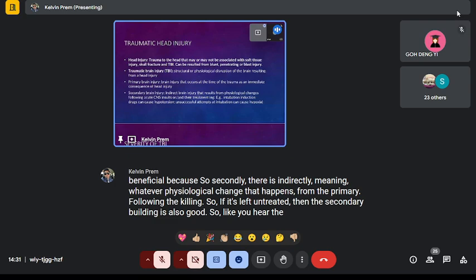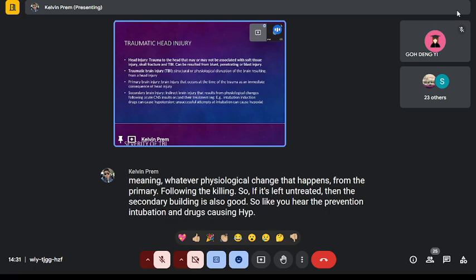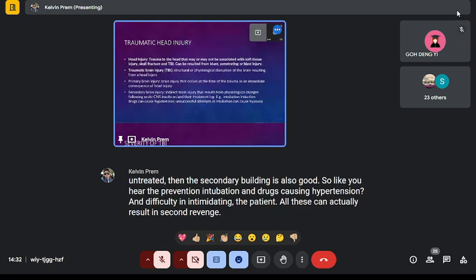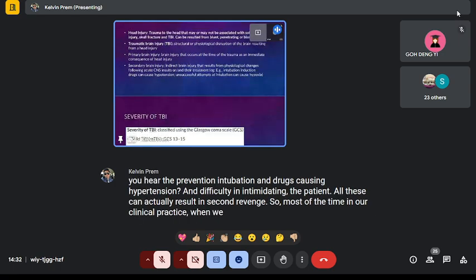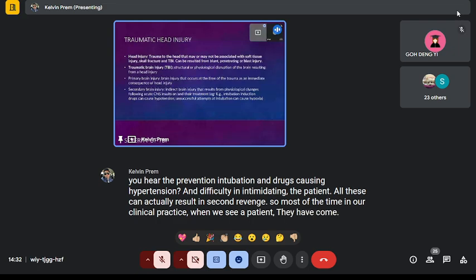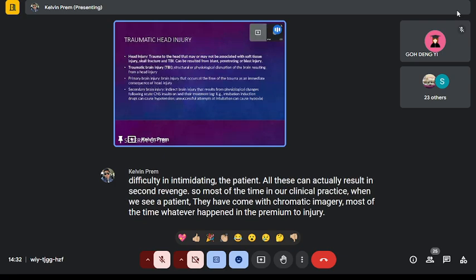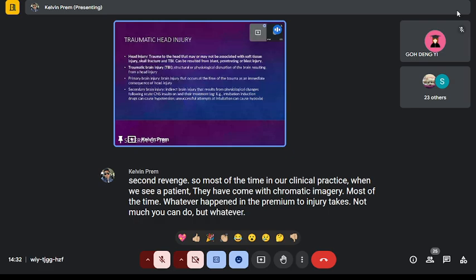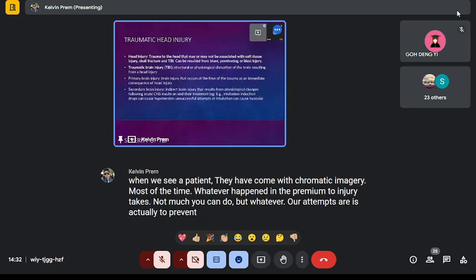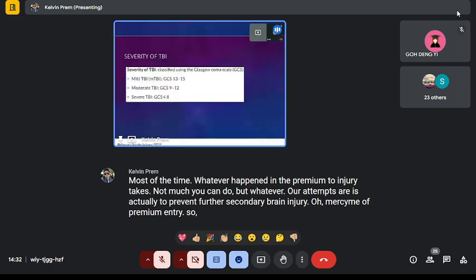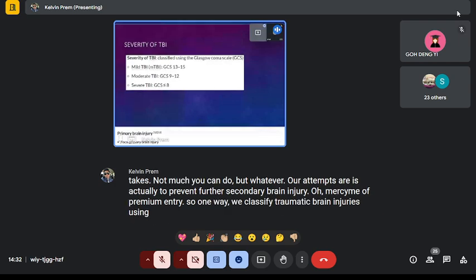Like I mentioned, intubation, drugs causing hypotension, and difficulty in intubating the patient can all result in secondary brain injury. Most of the time in our clinical practice, when a patient comes with traumatic head injury, whatever happened in the primary brain injury, there is not much you can do. But our attempts are to prevent further secondary brain injury or a worsening of the primary brain injury. One way we classify traumatic brain injury is using the Glasgow Coma Scale.